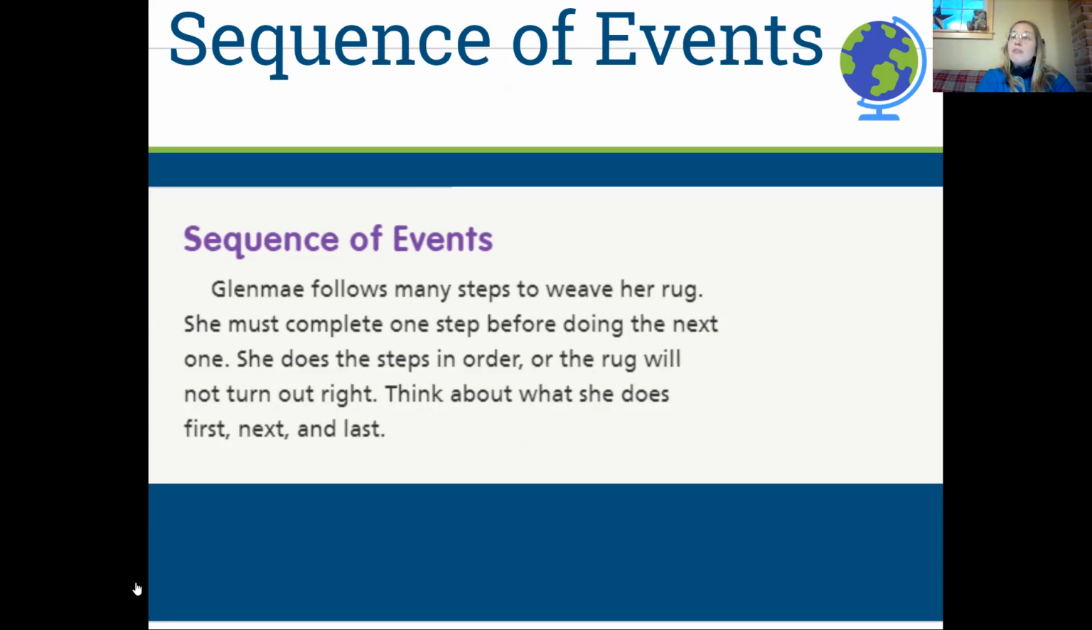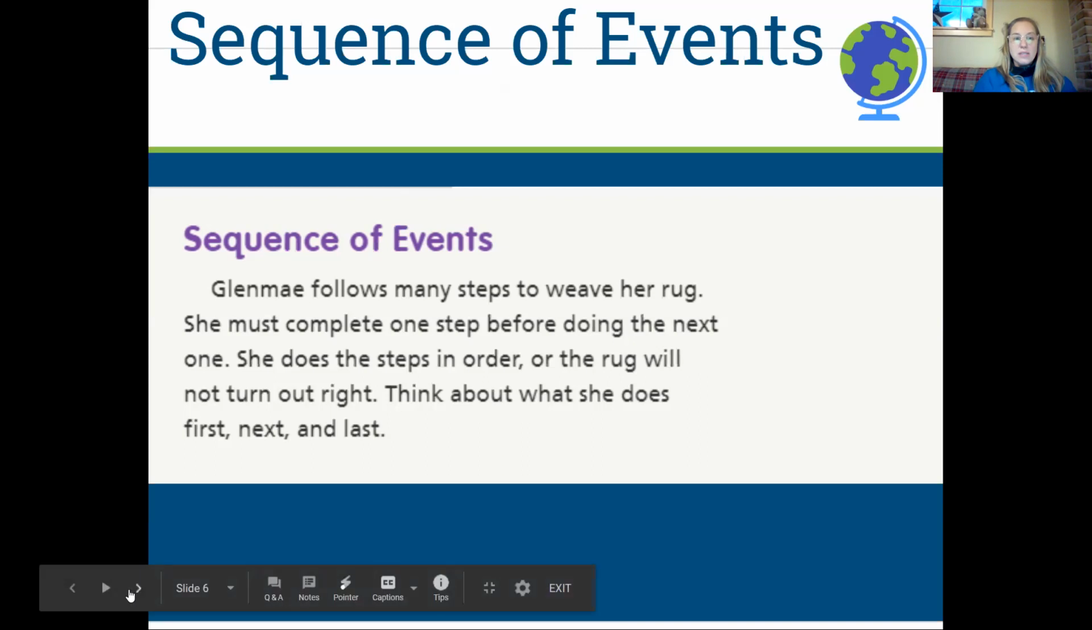Let me read to you from our book what sequence of events means. Glen May follows many steps to weave her rug. She must complete one step before doing the next one. She does the steps in order, or the rug will not turn out right. Think about what she does. First, next, and last. Those are sequence words, so keep that in your noggin. Think about what Glen May does.